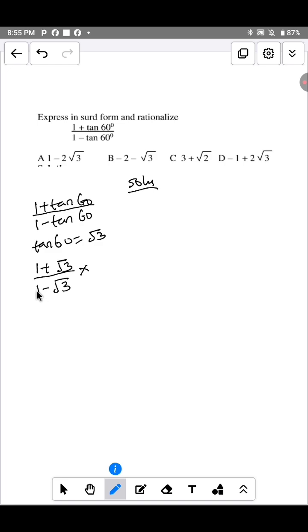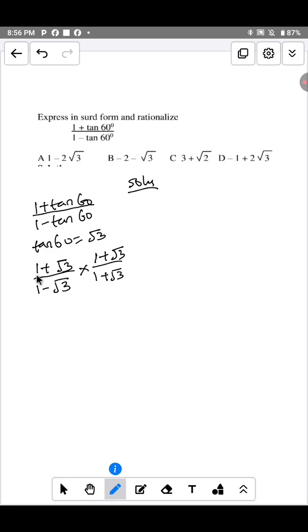So the denominator here is 1 minus root 3. When you rationalize it, the sign will change to a plus, so we multiply by 1 plus root 3. The same thing applies to the numerator: we multiply by 1 plus root 3. Now let's do the simple mathematics.